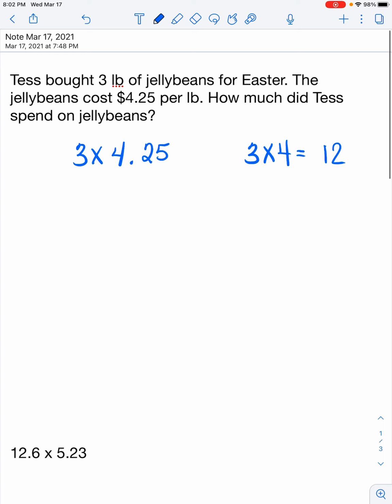So I'm going to rewrite 4.25 times 3. And you'll notice something that might look strange to you. When we add and subtract decimals, we always are very careful to line up decimal points, but when we multiply, that's not the case. And there's a reason. So let's take a look at what we get when we multiply.